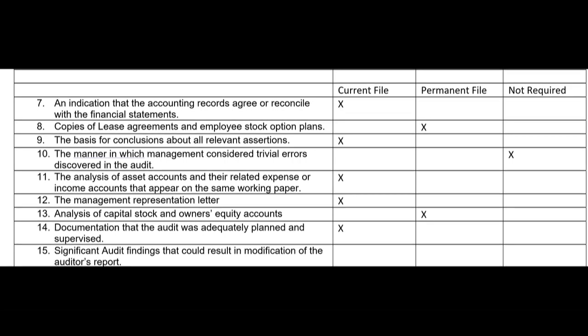15, significant audit findings that could result in modification of the auditor's report. And of course, this will be in the current file. Some type of analysis or schedule that relates to the current year under audit would be stored in the auditor's current file. So this could relate to substantive tests that you performed that didn't work out the way you expected them to, and you wound up having to change the audit report from what you thought you were going to issue to what you ended up having to issue. Maybe it led you to add an emphasis of matter paragraph, but since that relates to the current year audit, it would be stored in the current file.